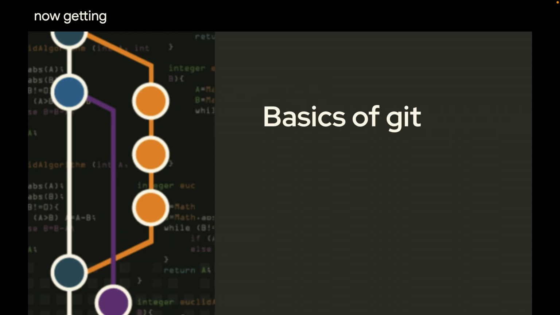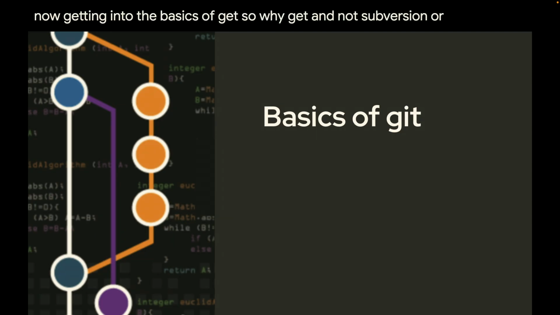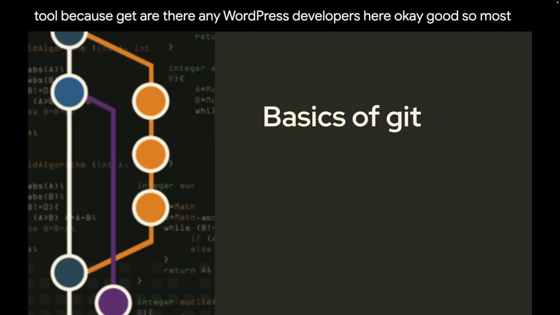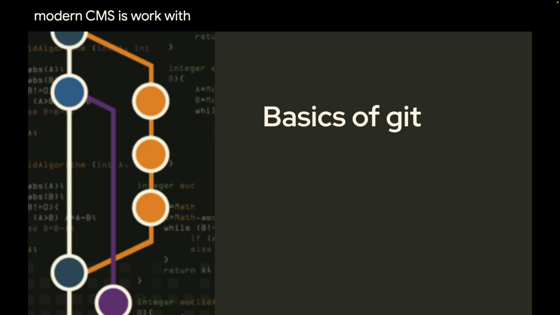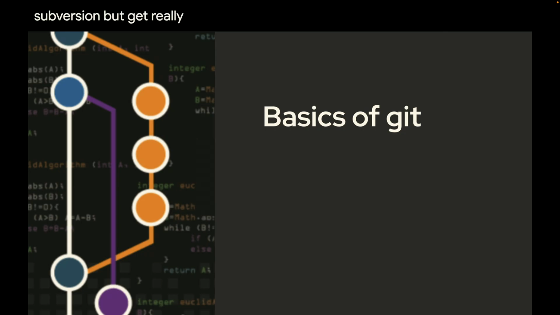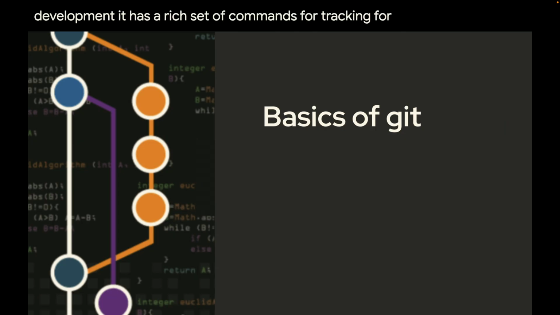So now getting into the basics of Git. Why Git and not Subversion or some other tool? Because, are there any WordPress developers here? Okay, good. Most modern CMSs work with Git. There are some, not antiquated, WordPress isn't antiquated, but they use antiquated workflows and work with Subversion. But Git really has become the industry standard for web development. It has a rich set of commands for tracking, for cloning, for workflows.